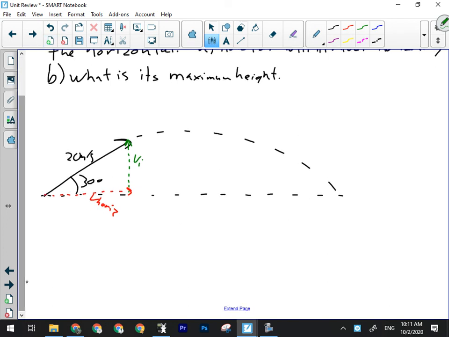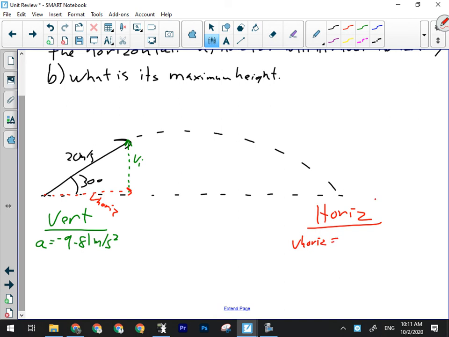Okay? All right, so now I need to break this up into the two parts. Okay? So vertical information that I have. A is negative 9.81 meters per second squared. Okay? Horizontally, I don't know anything yet. I have to calculate some stuff. Okay? So, what can I calculate right now? Well, I can calculate V horizontal and I can calculate vertical initial velocity. So, V horizontal, which will remain constant because horizontal is V equals d over t, okay, is going to be the adjacent side to this angle. So, that'll be the cos of 30, okay, times 20.